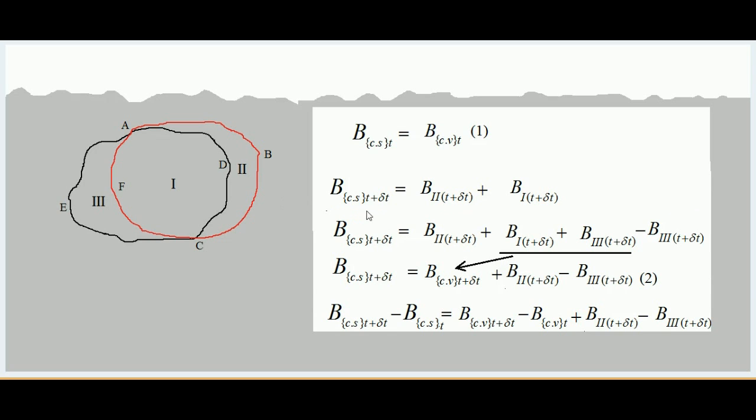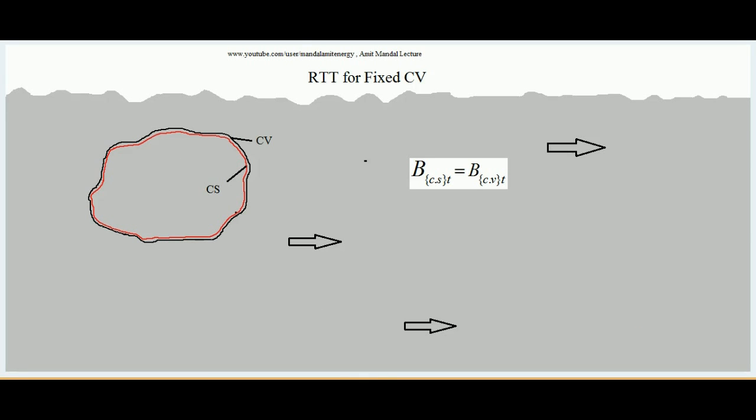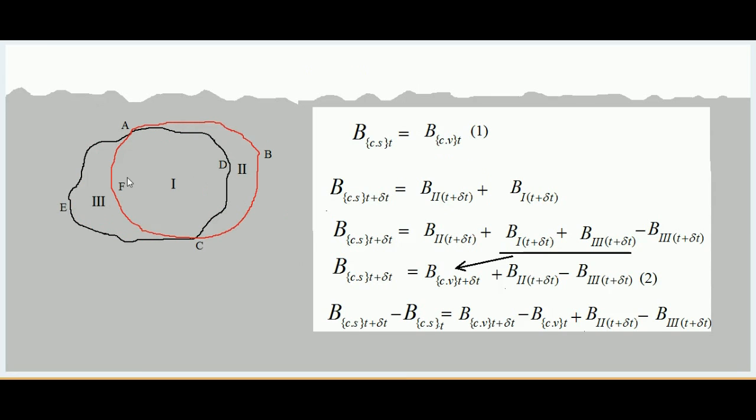Now at time t plus del t, the control system's property B can be written as B_CS at t plus del t equals the property of region first plus the property of region second, that is, property of region first at time t plus del t plus property of region second at time t plus del t. The control system which was previously just fitting inside the control volume, AFCB, is composed of these two regions. So at time t plus del t, the control system's property would be B second at t plus del t plus B first at t plus del t.